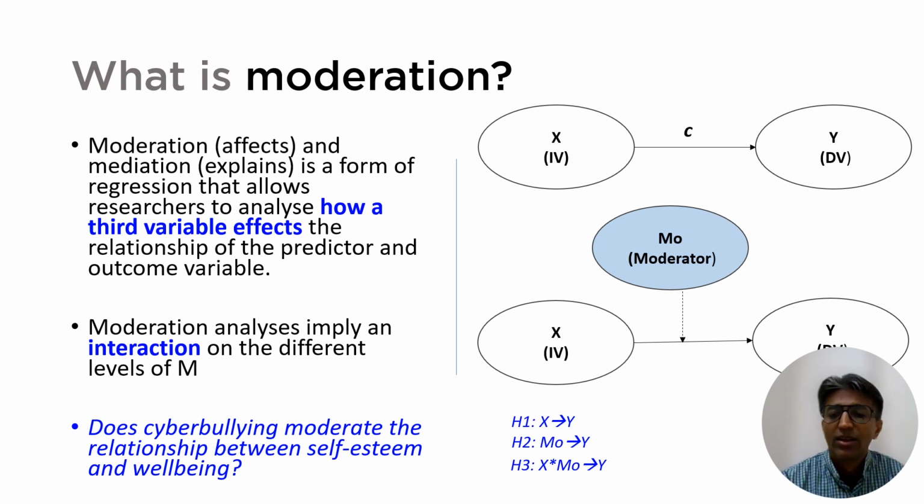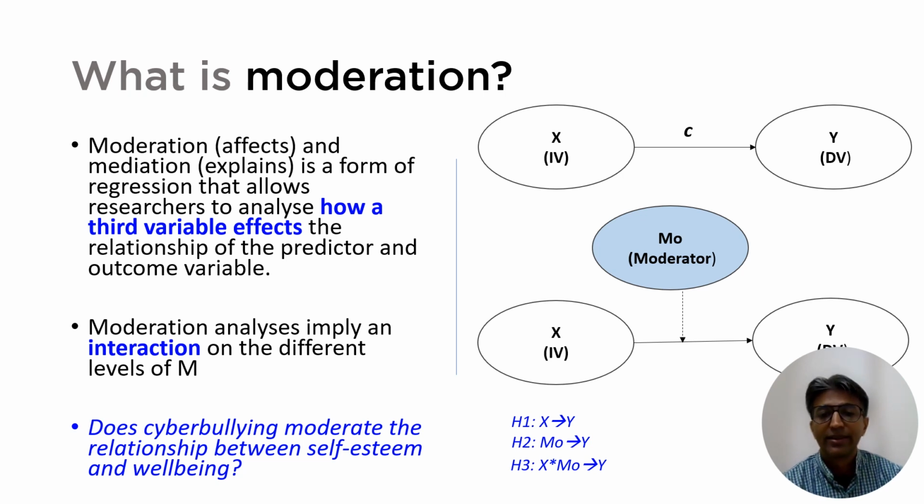So in this case, I've just given an example to understand: does cyberbullying moderate the relationship between self-esteem and well-being? This is the hypothesis that we normally propose to address the moderating influence. Actually, this is not a hypothesis, this is just a research question. In this case, self-esteem is our independent variable, and well-being is the dependent variable. We believe that self-esteem positively influences your well-being.